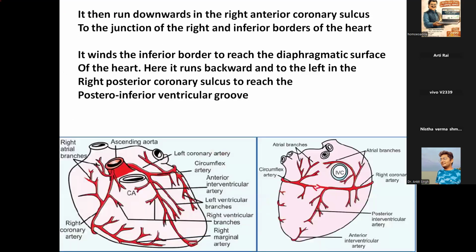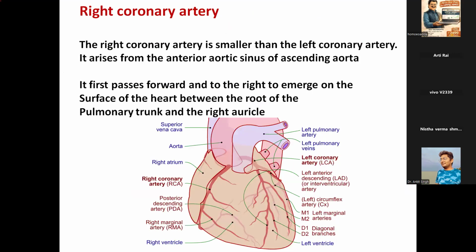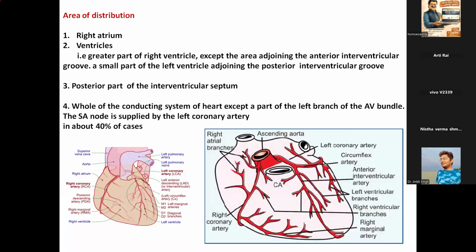Again, फिर से हम बात करते हैं. Let's do the revision. You see, ascending aorta में से right coronary और left coronary artery आएगी. Right coronary artery emerges between the right auricle and the pulmonary trunk. It goes downward on the right anterior coronary sulcus up to the inferior border. Then it goes on the posterior side. Now it is running on the posterior right coronary sulcus up to the posterior interventricular groove. Thus it supplies the many portion of the right atrium. Ventricle के अंदर क्या?